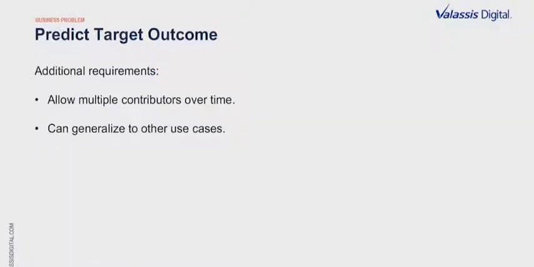And there are some additional requirements that I want this process or solution to satisfy. So first, I want it to allow multiple contributors over time. By that, I mean it should allow multiple data scientists and engineers to work on the solution at the same time. We don't just want one person to work on this project at a time, but we also need that each person's individual contribution doesn't wreck the whole system.